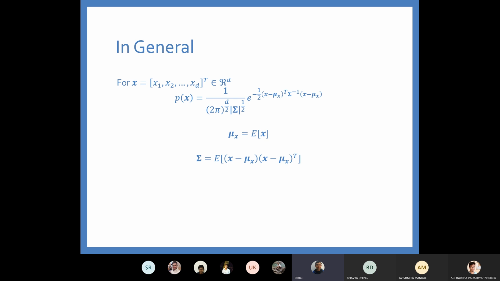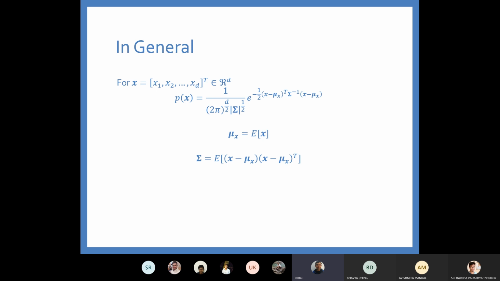And in general, for a d-dimensional distribution, this is the probability density function. 1 upon 2 pi to the power d by 2 sigma, determinant of the covariance matrix power half, times this.